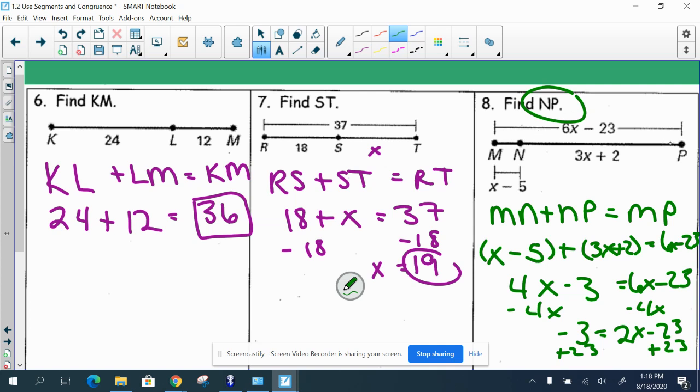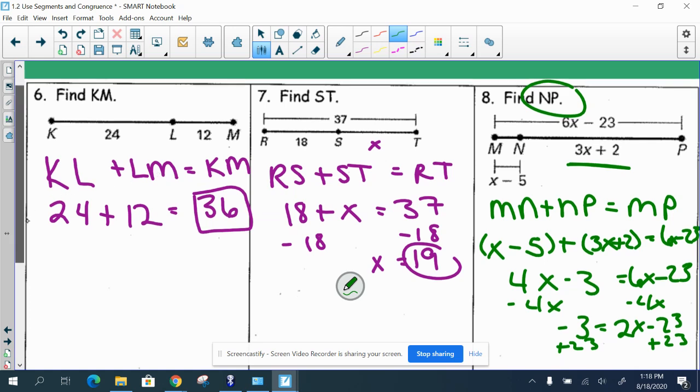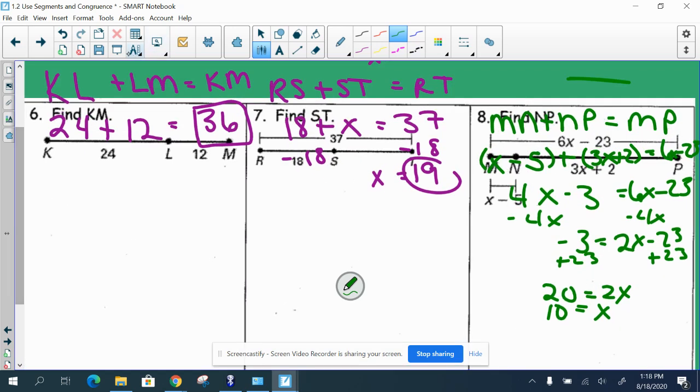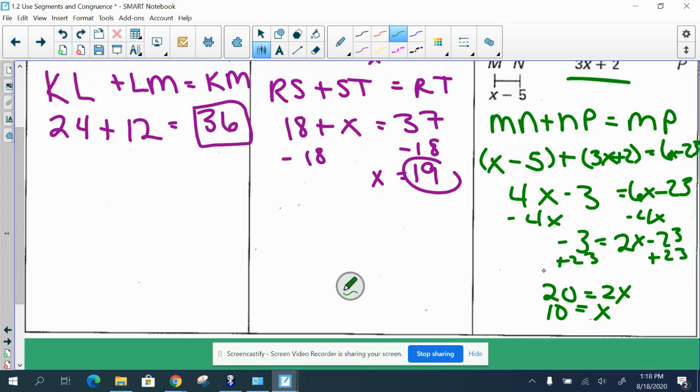So NP is 3x plus 2. So if we want to find NP, then we have to plug in our answer of 10 into 3x plus 2. So 3 times 10 plus 2 would give us 32. So NP is 32.